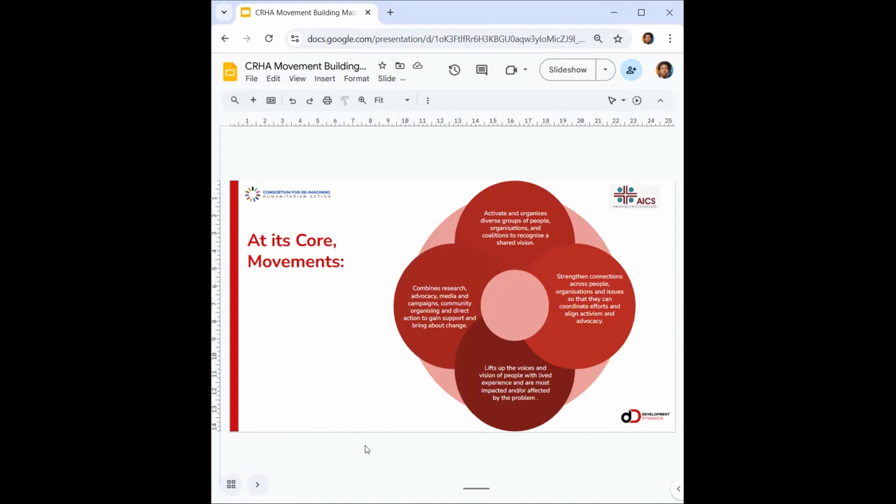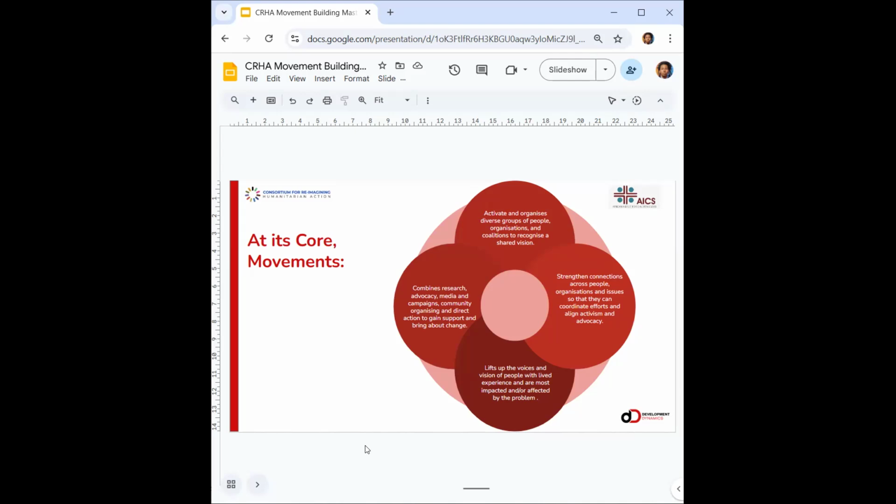One, they activate and organize diverse people, organizations, and coalitions towards recognizing a shared vision. And I believe we've really been mentioning this from the definition that I shared, and also the definition that came up from the needs assessment, and also from just our understanding, or in one word, what we talk about movement building to be, is that we're working towards a shared vision and a shared goal, and we're trying to activate people. We're trying to activate our communities to recognize and realize that this is what we want to achieve at the end of the day.